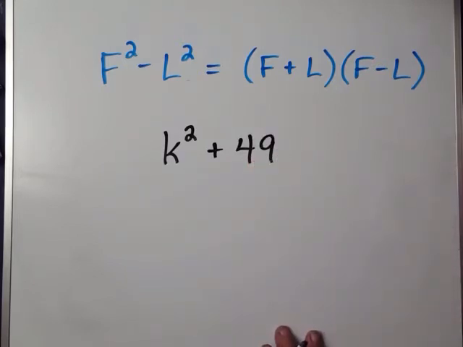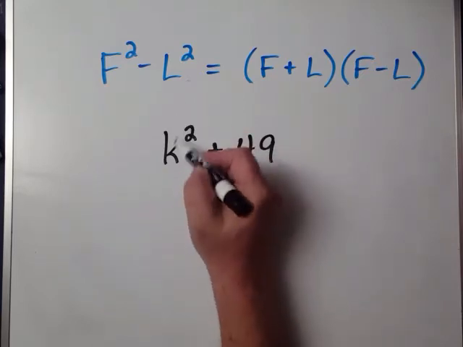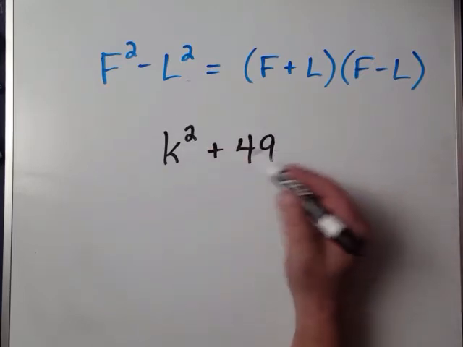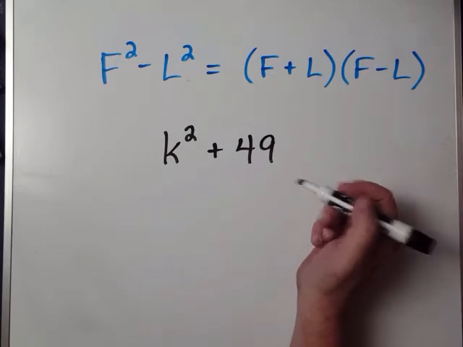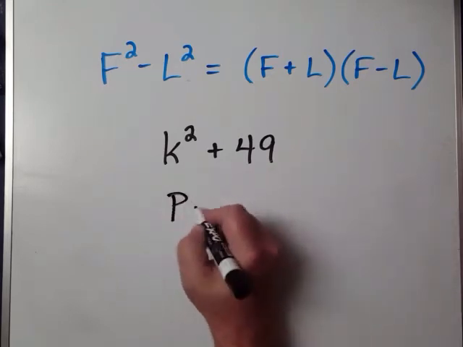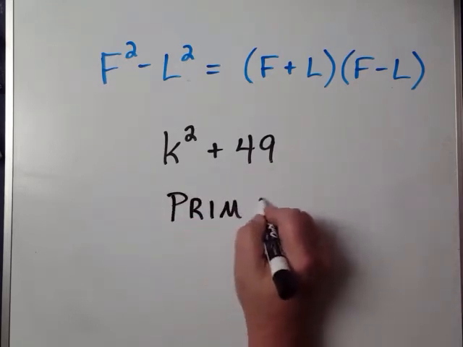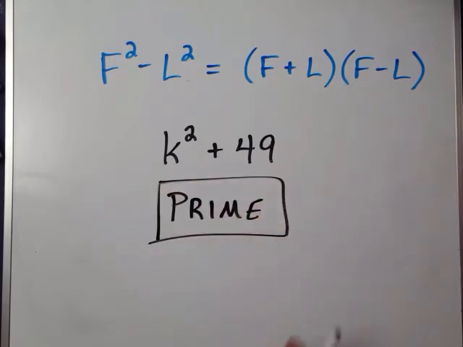The instructions read, factor. Is that a difference of squares? I've certainly got squares, the square of k and the square of 7, but is this a difference of squares? No. This is a sum of squares. So we're done. A sum of squares is prime.